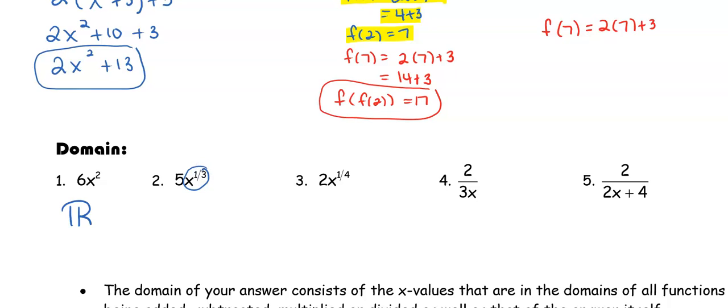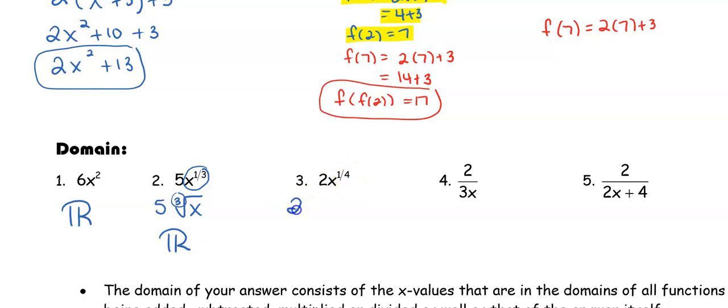We know about rational exponents. This is 5 to the cube root of x. That's an odd root. We know that we don't have restrictions on odd roots. That's not where we have problems. We have problems with even roots. So this one as well is all real numbers.